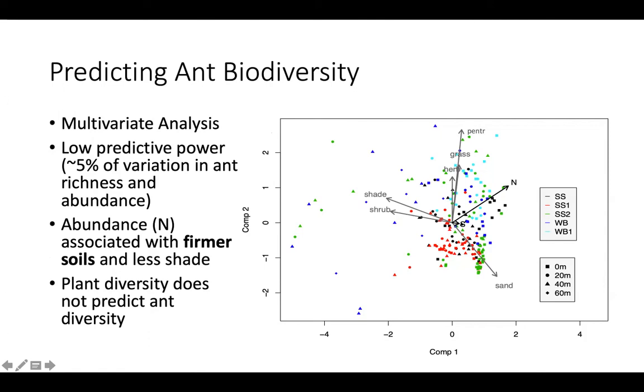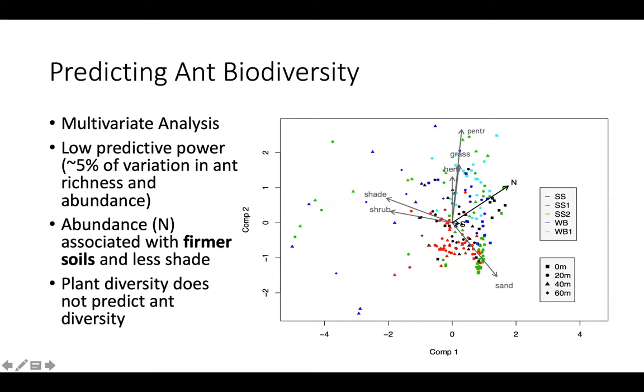And what we see, the overall take-home message from this, is that the predictive power of the environmental characteristics is really low. Only about 5% of the variation in ant richness and abundance is predicted by this plot you see on the right. If you want to take something away from the plot, it's that the abundance of ants, indicated by N, this arrow right here, is most closely associated with penetrance, which is this long arrow here. You can see those 2 arrows go in the same direction and they're both fairly long. So firmer soils are associated with just more individual ants.